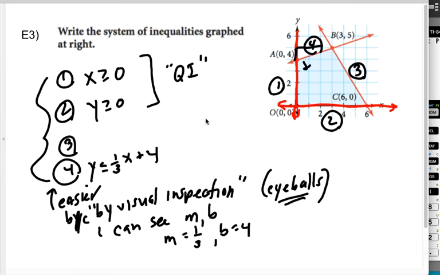So for 3, I noticed that 3 is also solid and below, right? Just like 4 was, right? So 3 is also going to be y is less than or equal to. What makes 3 harder is that I can't see the y-intercept, okay? So 3, there is no visible y-intercept.